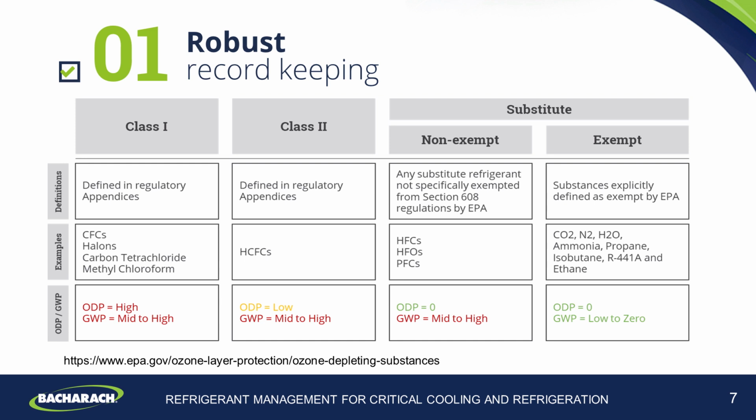What you don't need to keep records on are the exempt substitutes, such as the natural refrigerants like CO2, ammonia, propane, isobutane, and those types, which have no ozone depletion potential and very, very low global warming potential.